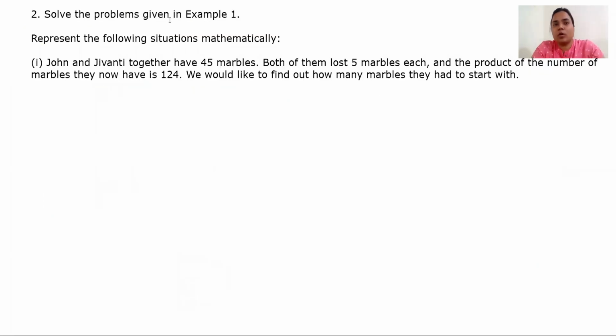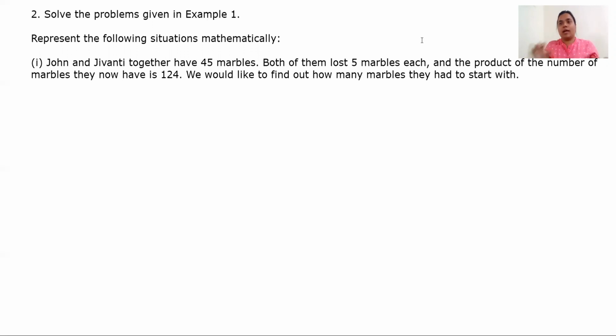In this, we have solved the problems given in example 1. So in the NCERT only, in example 1 questions were given in which they just asked to frame the equation. So now we have to solve that equation and find the values. John and Jivanti together have 45 marbles. Both of them lost 5 marbles each. Means John and Jivanti together had 45. If John has 20, Jivanti will have 25. So together they have 45, and both of them lost 5 marbles each.